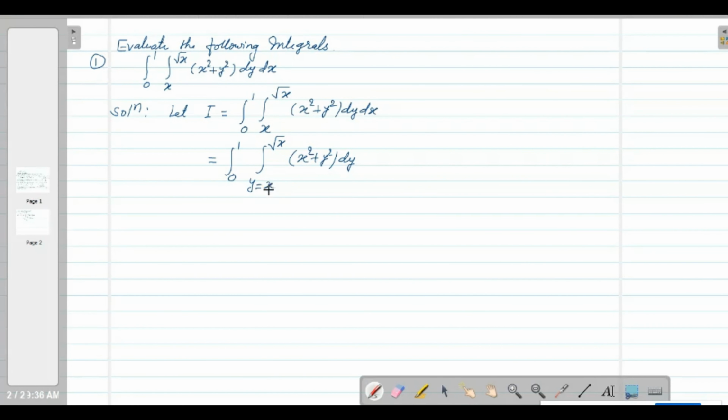Your limit is what? Running from x to y, this is y equal to, right? If the limit is given in terms of x, that means that limit is the limit of y. If the limit is given in terms of y, then that limit is the limit of x.